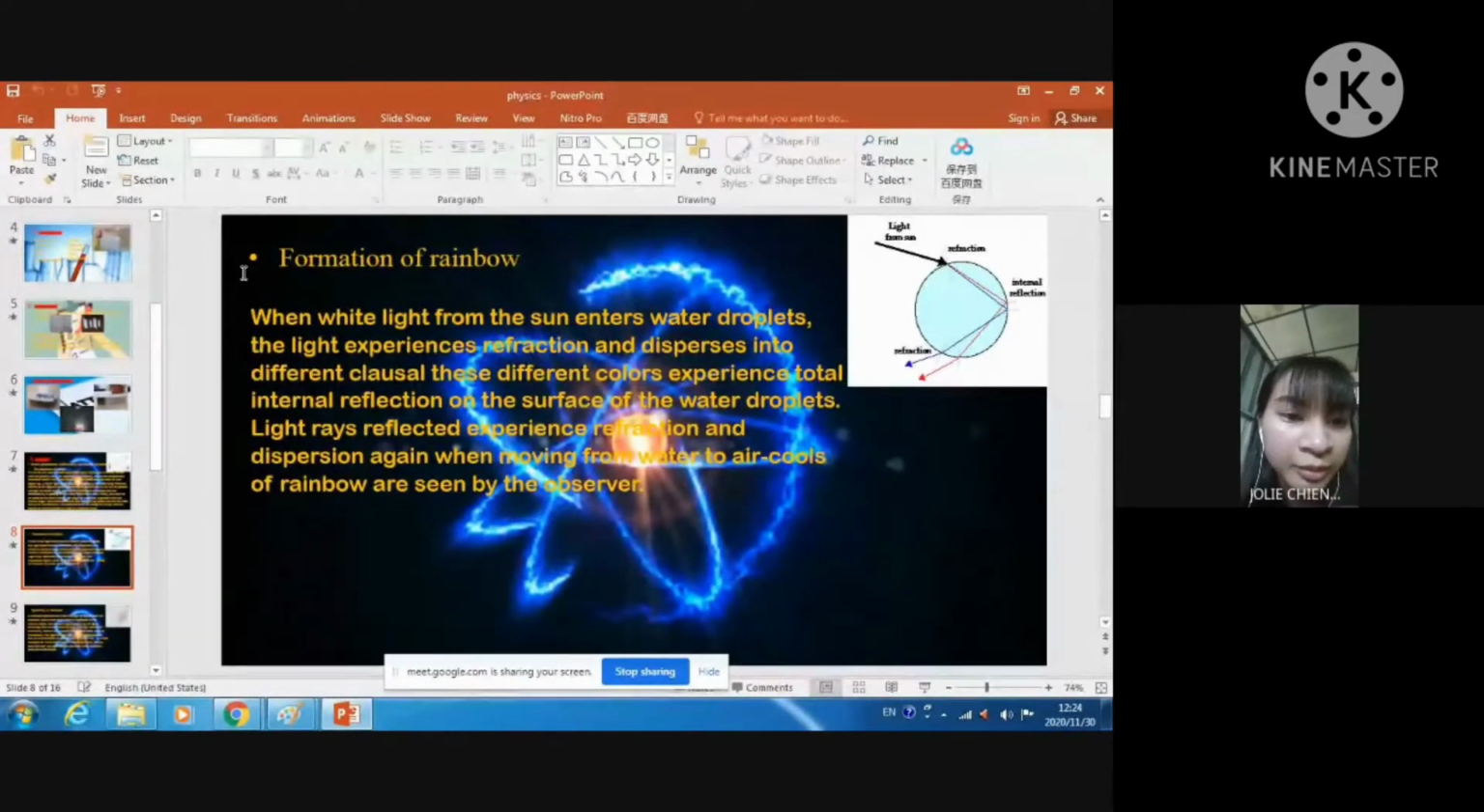The second one is the formation of rainbow. When white light from the sun enters water droplets, the light experiences refraction and disperses into different colors. These different colors experience total internal reflection at the surface of the water droplets. Light rays reflected experience refraction and dispersion again when moving from water to air. Colors of the rainbow are seen by the observer.